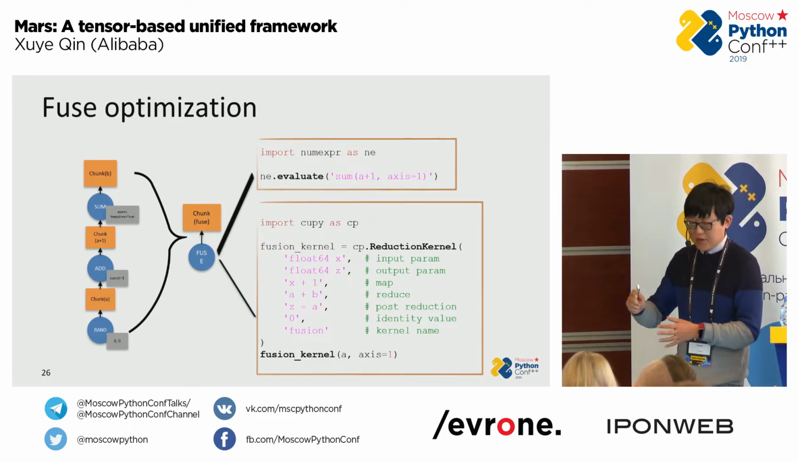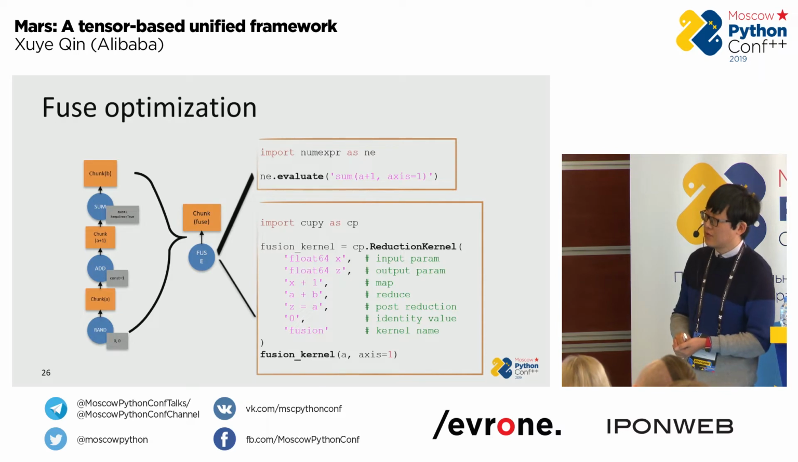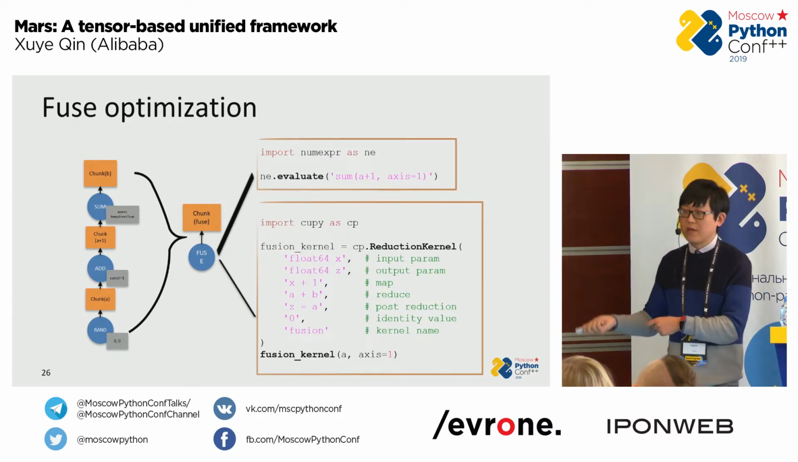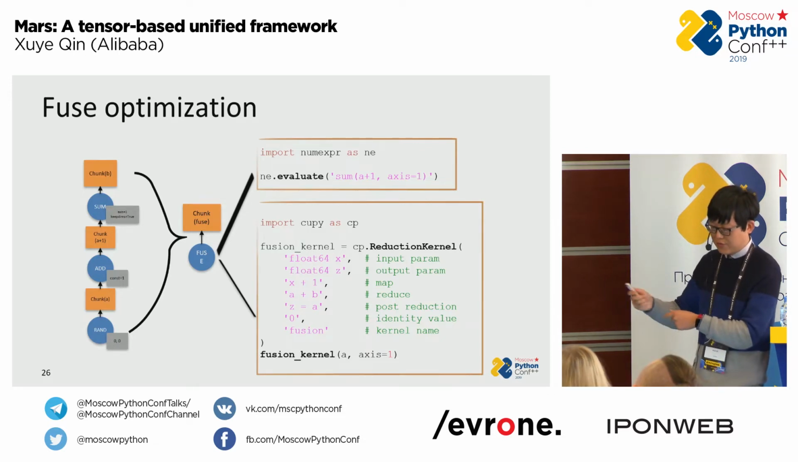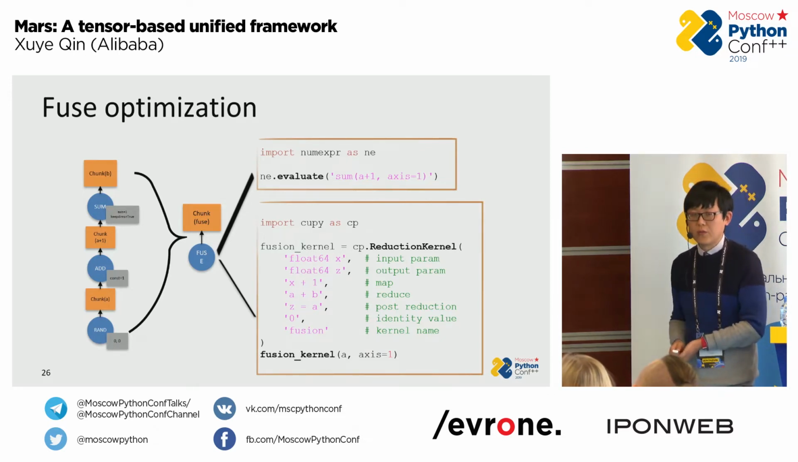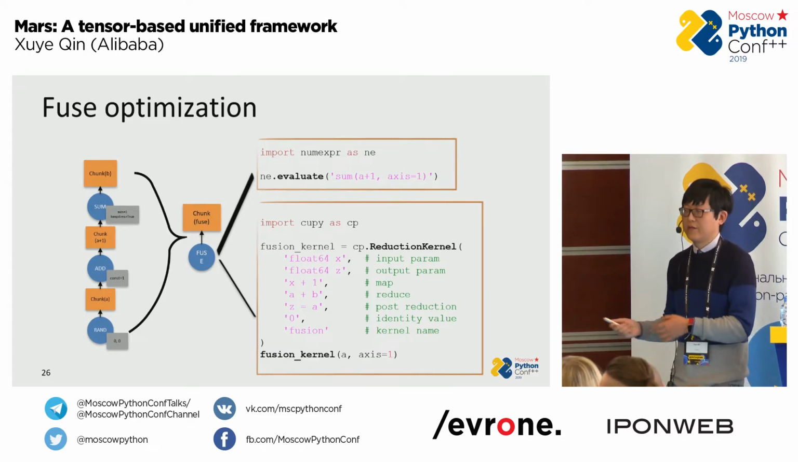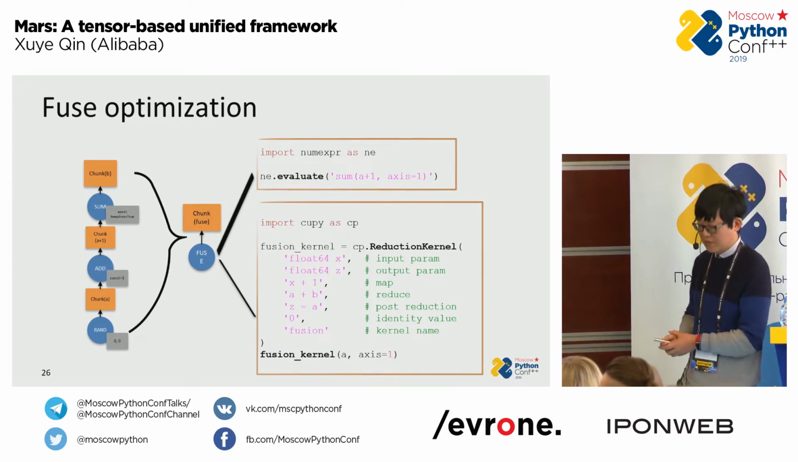So here for the 3 operands, we just fuse them into one. On the CPU side, we leverage the numexpr that I have mentioned to fuse the operands into one operand. And for the GPU side, we leverage CuPy's element-wise kernel or something like that.